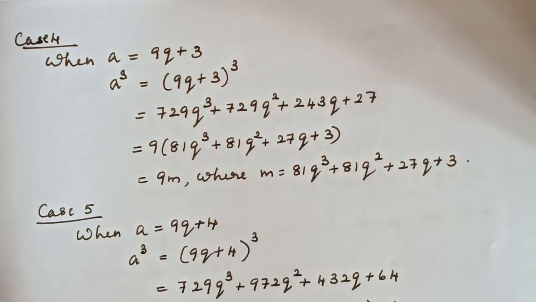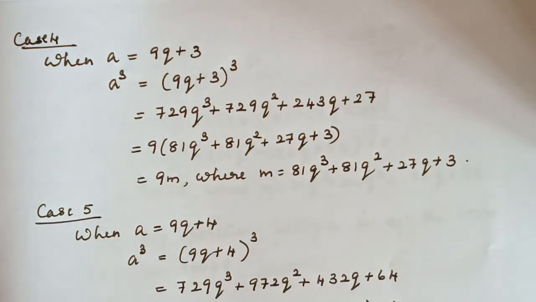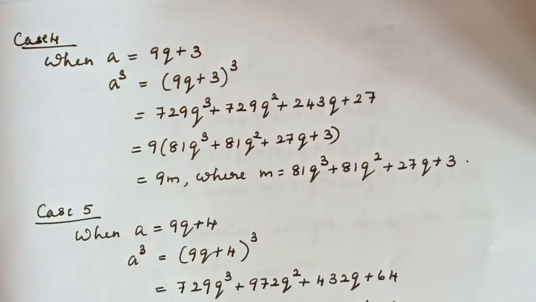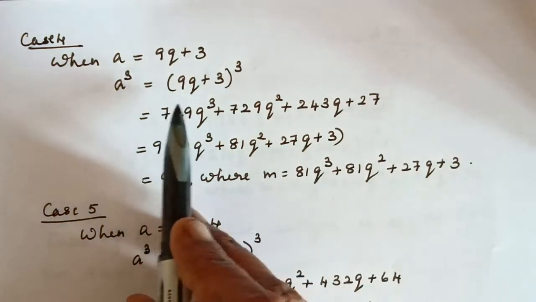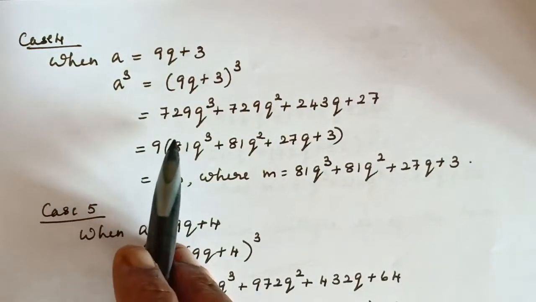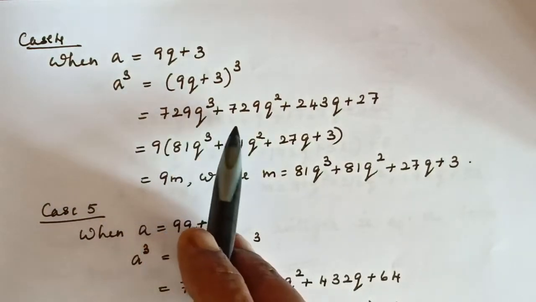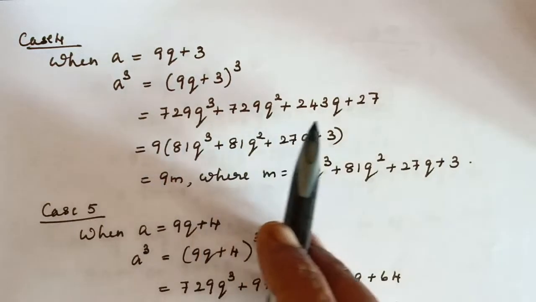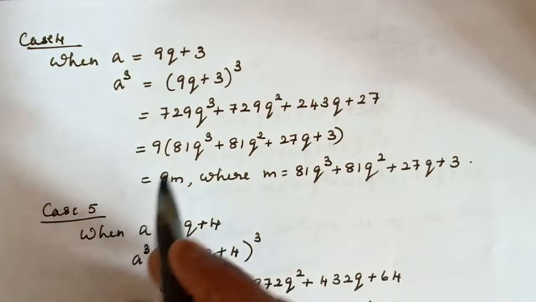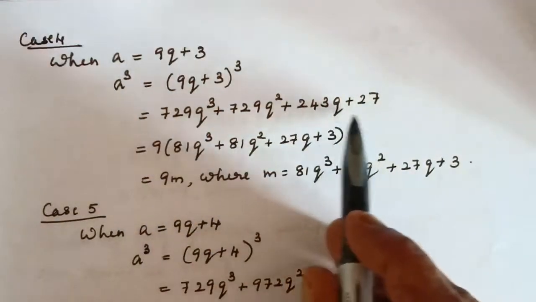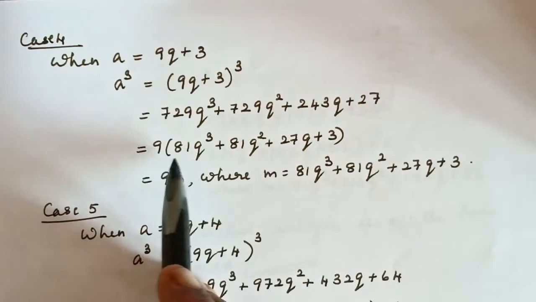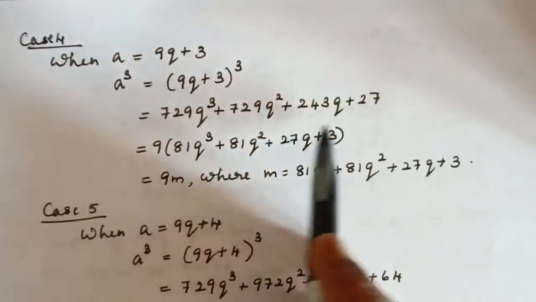Now we will see case 4. In case 4, when a is equal to 9q plus 3, cube it. So you will get 9q plus 3 the whole cube, which can be written as 729q cube plus 729q squared plus 243q plus 27. Here you could see that all the terms are multiples of 9. So we can take 9 as common factor from all these terms.